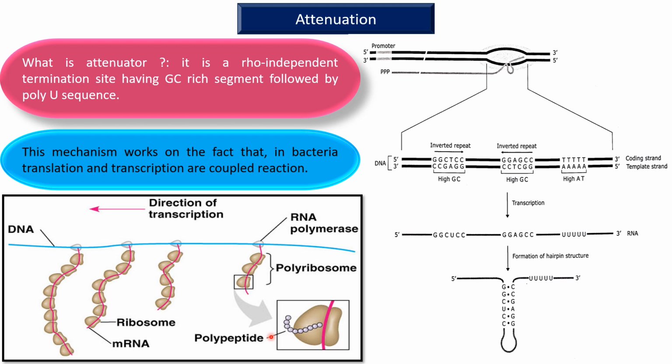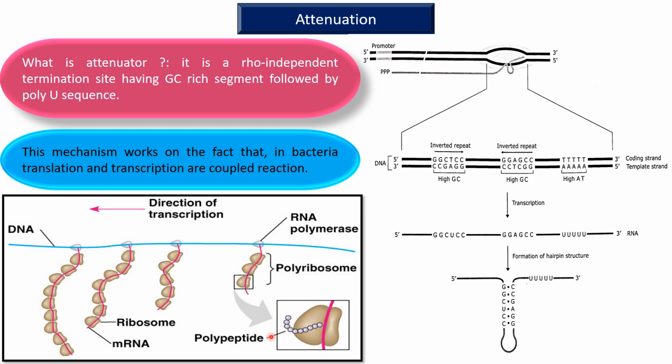There is another important thing. Attenuation also becomes possible because of the presence of a nucleotide sequence in the leader region. This sequence is known as the attenuator. Now what is this attenuator basically? It is a rho-independent termination site, which is a GC-rich segment followed by a poly-U sequence.